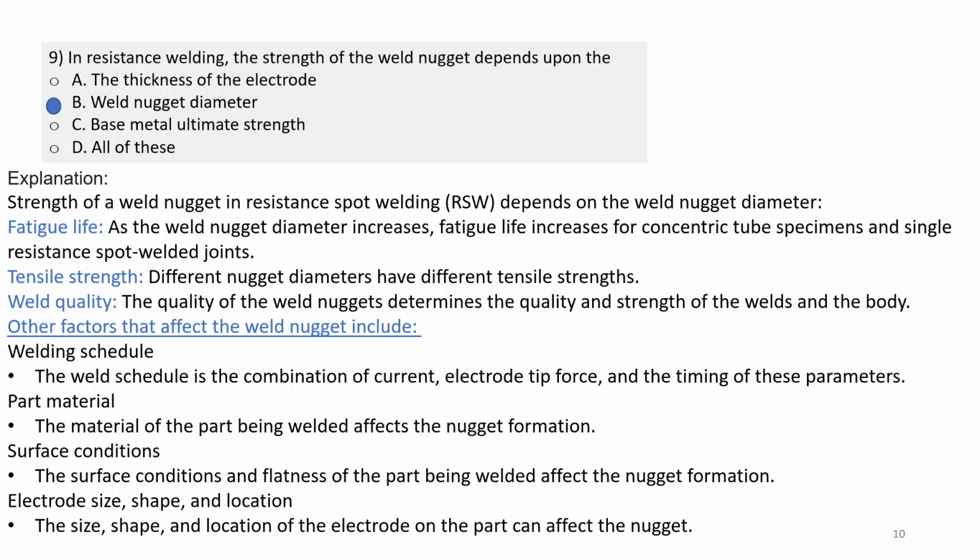Other factors which can affect weld nugget include welding schedule. The weld schedule is the combination of current, electrode tip force and timing of these parameters. Part material. The material of the part being welded affects the nugget formation. Surface conditions. The surface condition and flatness of the part being welded affect the nugget formation. Electrode size, shape and location. So the size, shape and location of the electrode on the part can affect the nugget.